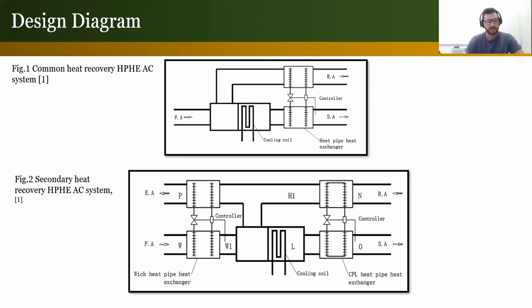However, in figure 2, we have a secondary heat recovery heat pipe heat exchanger AC system, which does the same thing and a little bit more. The fresh air goes into the heat pipe, through there to the cooling coil, through there to the second heat pipe, comes out as supply air and goes back in as return air, just like the last one, and hits the heat pipe. After the heat pipe, it is a saturated liquid vapor mixture. So some goes back into the cooling coil, while some goes back into the first heat pipe to increase the efficiency even more. Next slide.